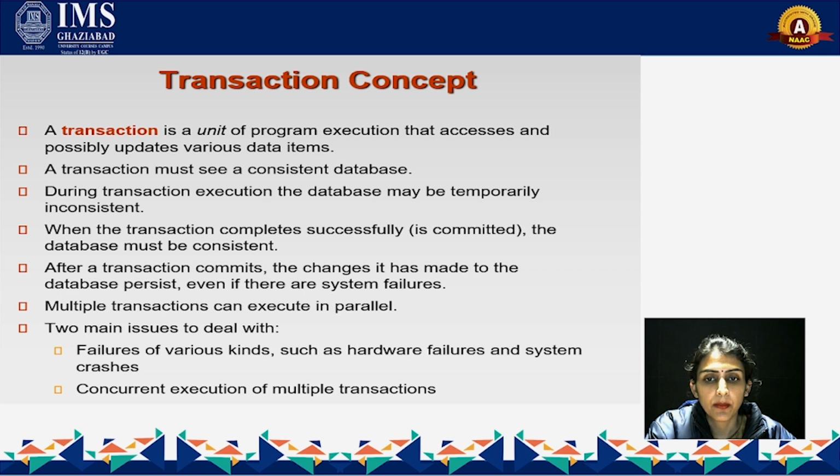After a transaction commits, the changes it has made to the database persist even if there are system failures. Multiple transactions can execute in parallel in the database. There are two main issues to deal with during transactions: failures of various kinds, such as hardware failures and system crashes, which can happen while the transaction is taking place, and concurrent execution of multiple transactions. These are the two basic issues which occur during transactions.